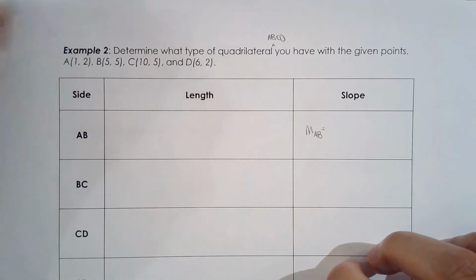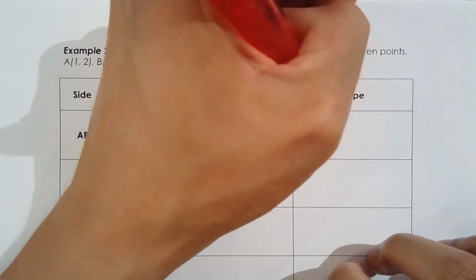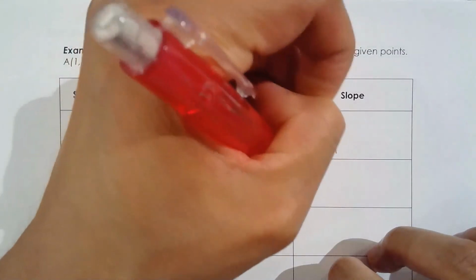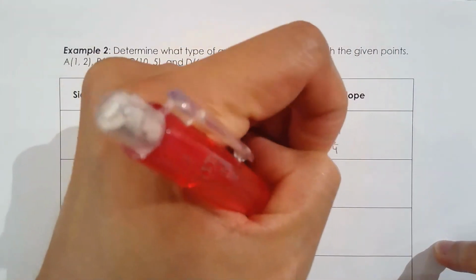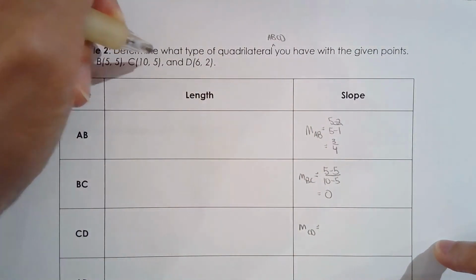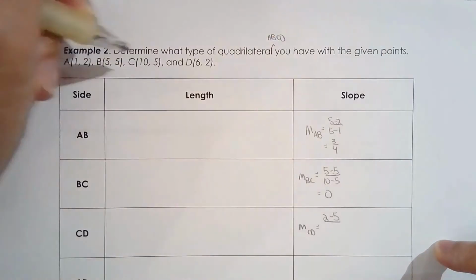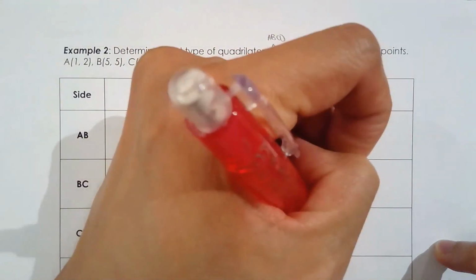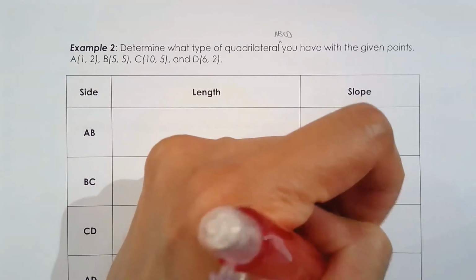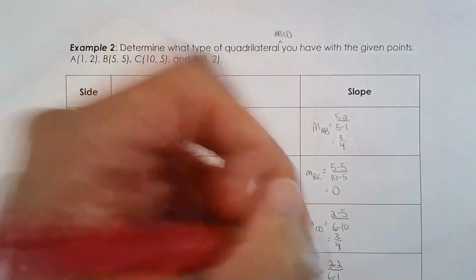Slope of AB, 5 minus 2 over 5 minus 1, 3/4. Slope of BC is going to be 5 minus 5 over 10 minus 5, which is 0. Slope of CD is 2 minus 5 over 6 minus 10. So that's going to be 3/4 again. Slope of AD will be 2 minus 2 over 6 minus 1, which is 0.